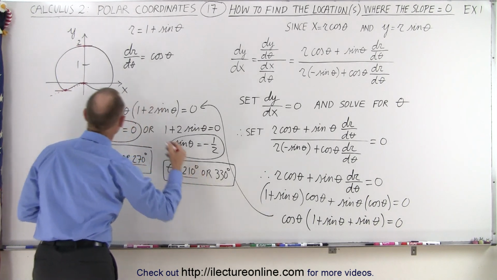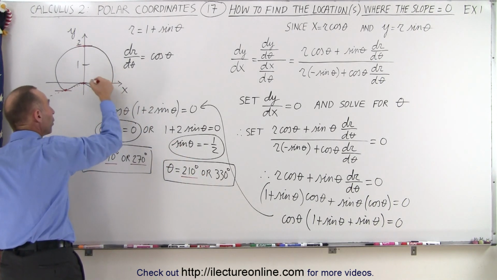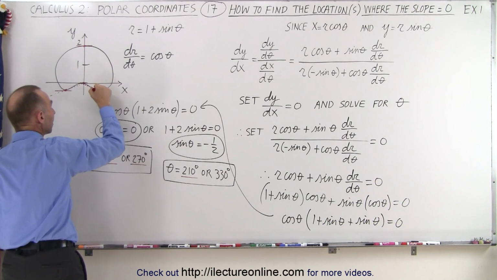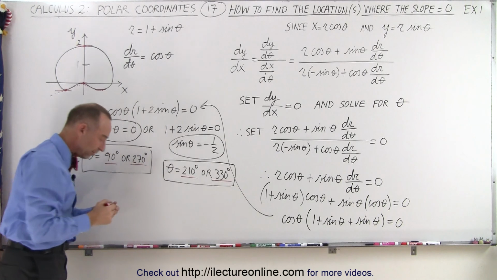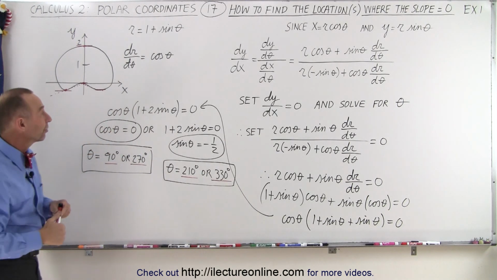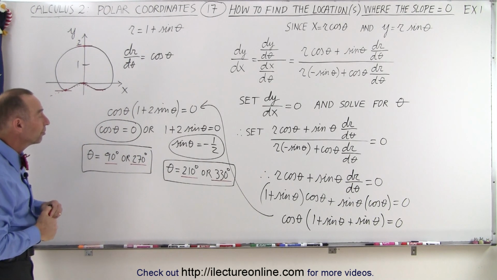And at 330 degrees, which is 30 degrees below the horizontal in this direction, right here, so you can see that here the slope is also 0. And we found all four locations on the function where the slope is 0.